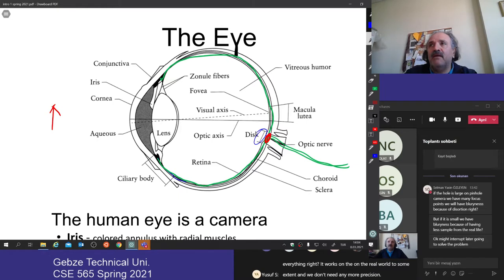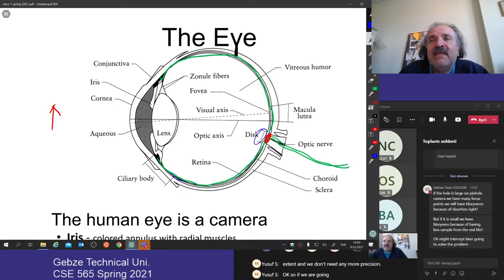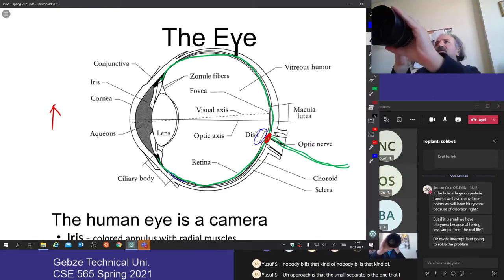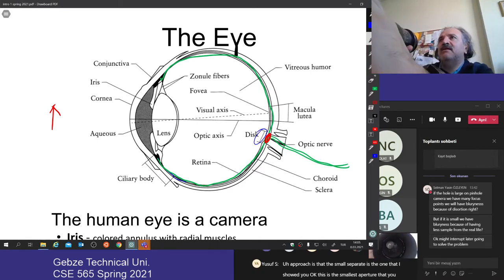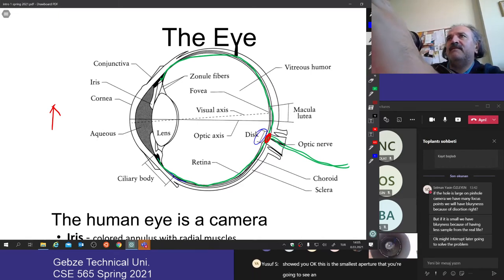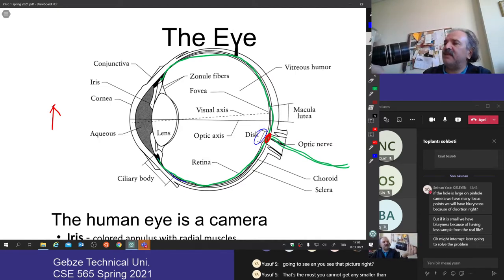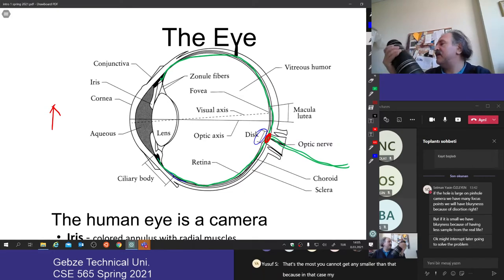Okay, so we are going to use the assumption that light travels on a straight line all over the course, and we are going to ignore this problem because nobody builds that kind of aperture. The smallest aperture is the one that I showed you. This is the smallest aperture that you're going to see. You see the aperture, right? That's the smallest. I cannot get any smaller than that because in that case, my sensor will have a very difficult time.